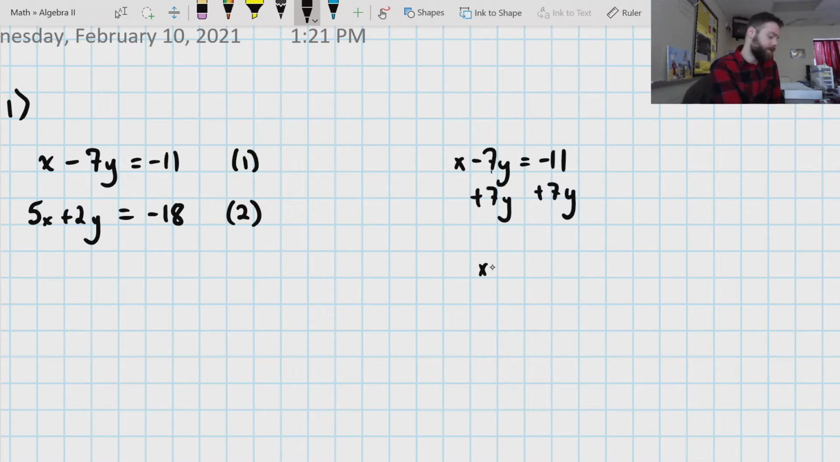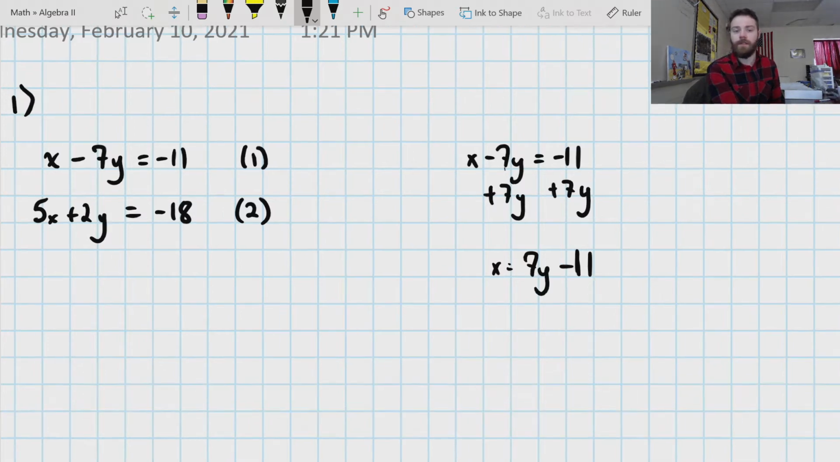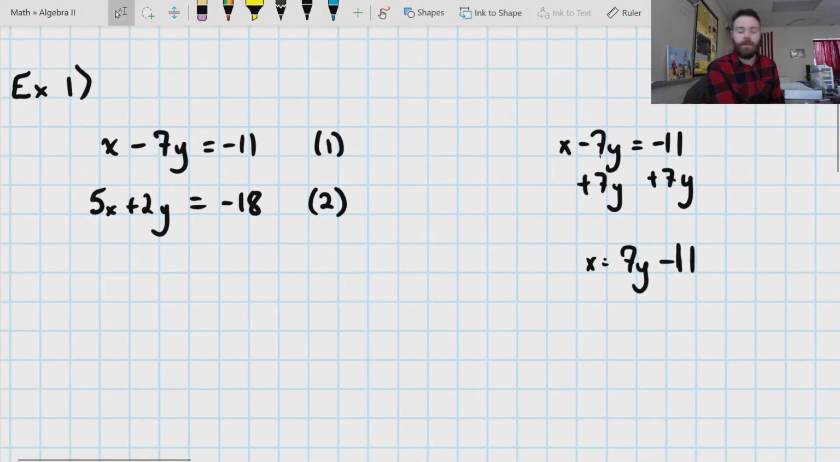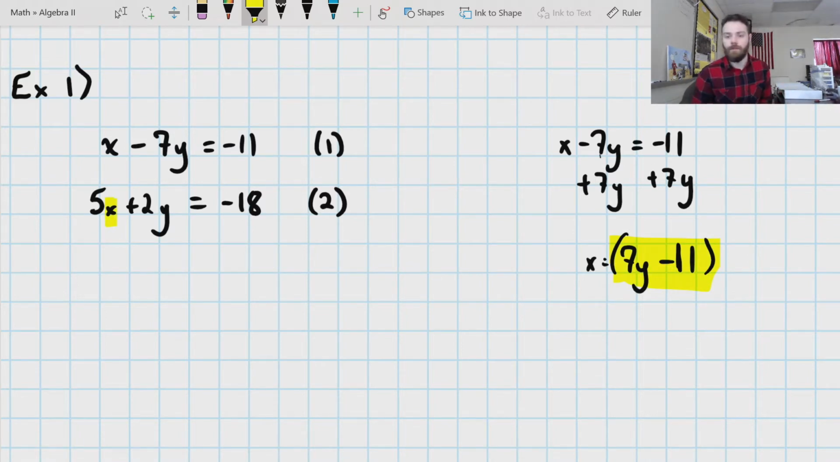So I'm left with x equals 7y minus 11. All you do is append that negative 11 to the right-hand side and then put 7y in front. So what I'm going to do with this expression, 7y minus 11, is go to equation 2 and substitute it in for x. Everywhere I see x in equation 2, I'm going to substitute 7y minus 11 into it.